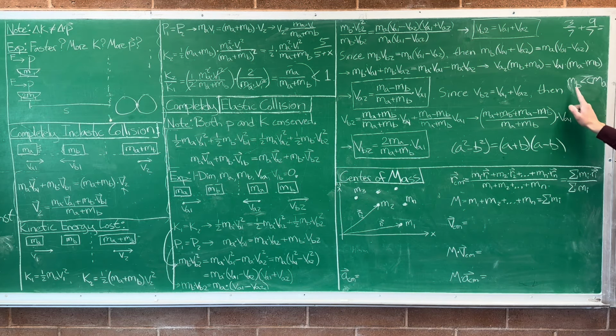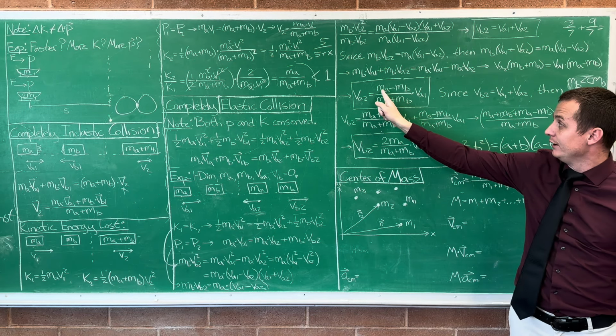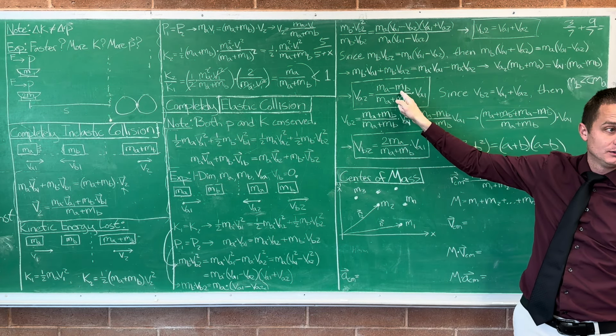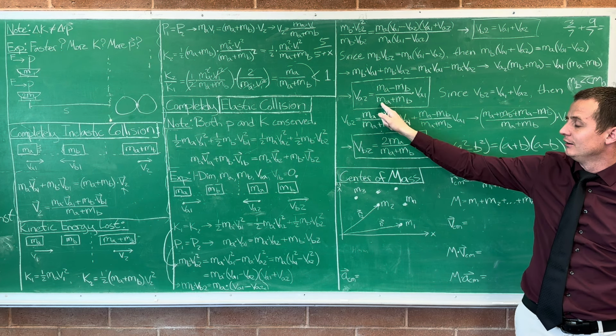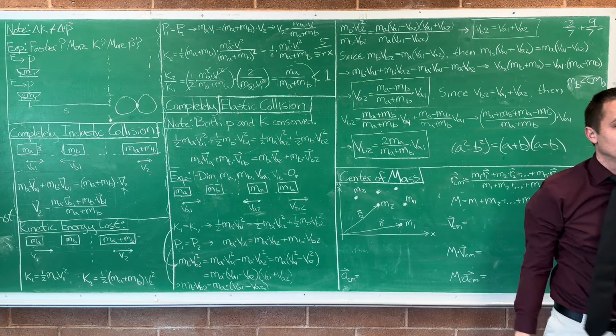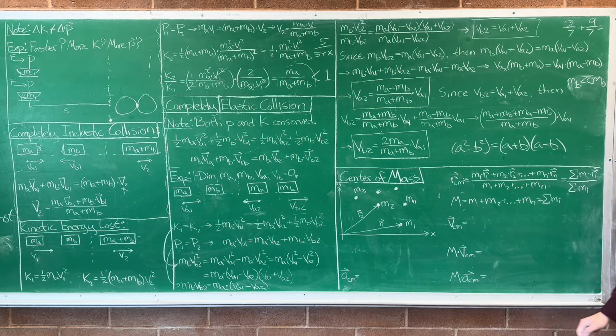Okay, so now let's look at what happens when MB is basically 0. MA minus 0 is MA. MA plus 0 is MA, over MA is 1. So VA2 is the exact same as VA1. That makes sense.